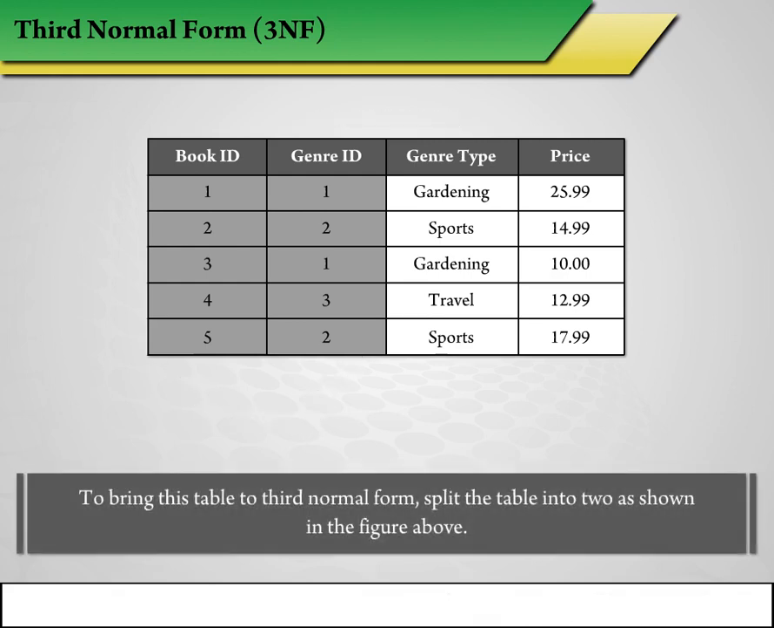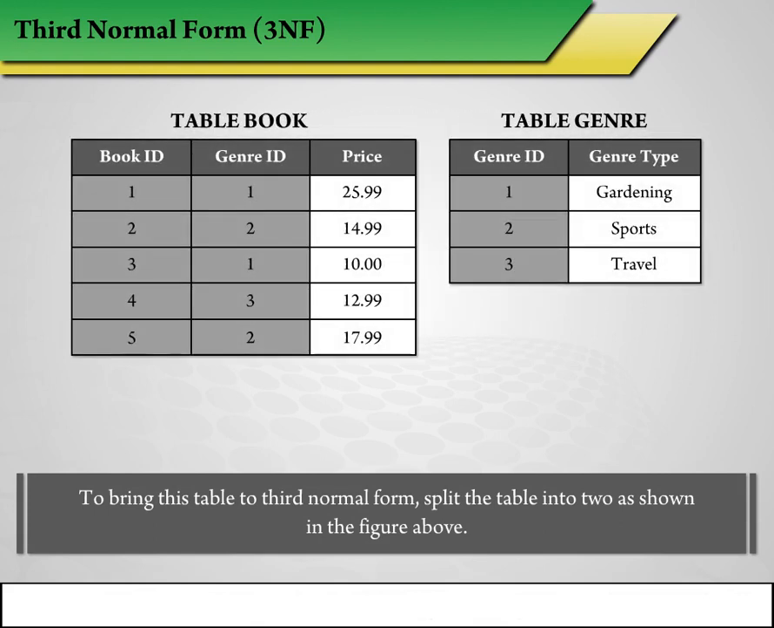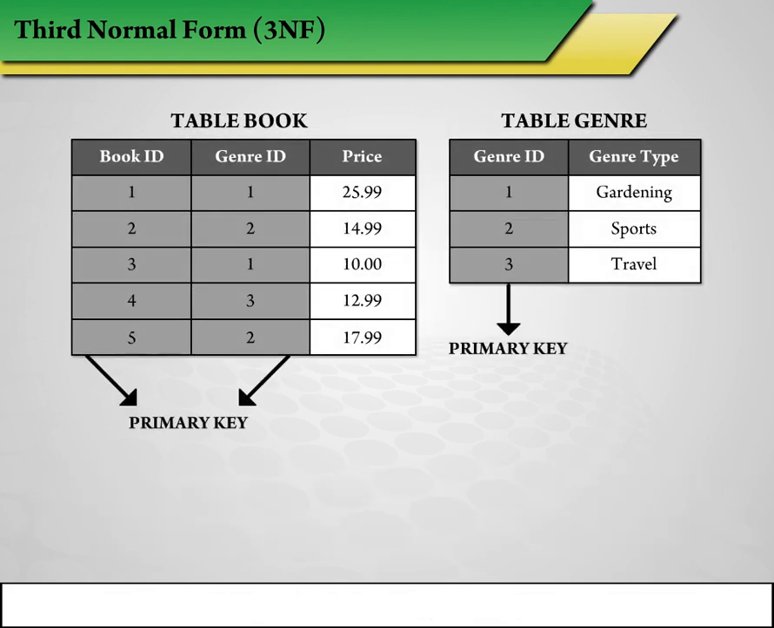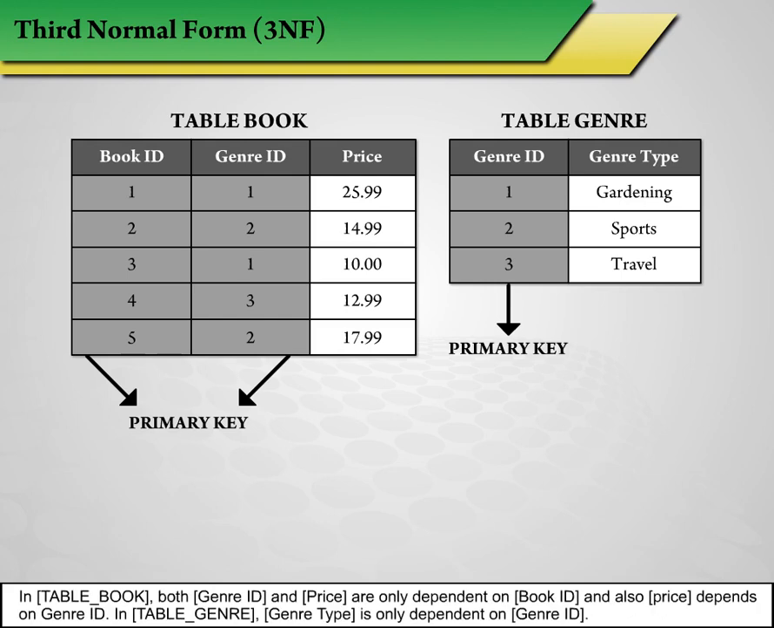To bring this table to third normal form, split the table into two as shown in the figure above. Now, all non-key attributes are fully functionally dependent only on the primary key. In table book, both journal ID and price are only dependent on book ID. In table journal, journal type is only dependent on journal ID.